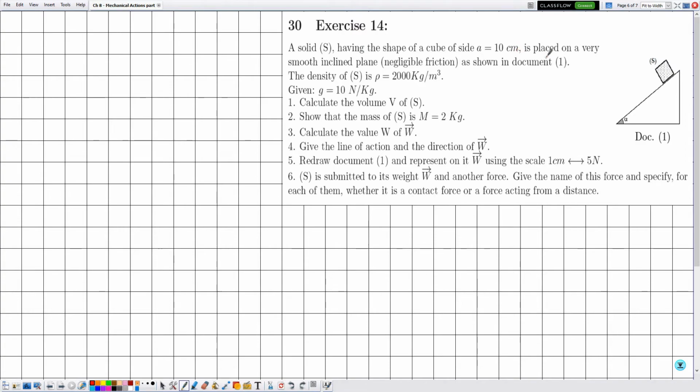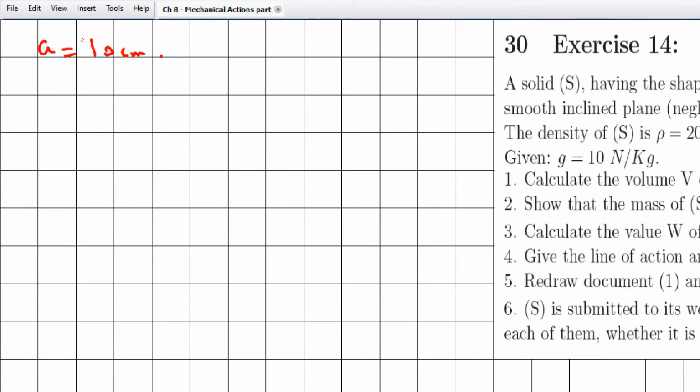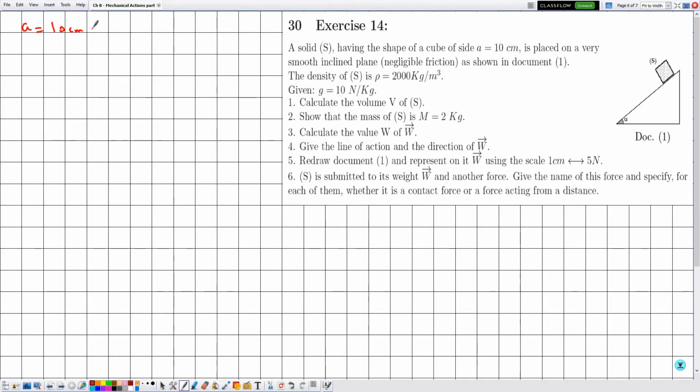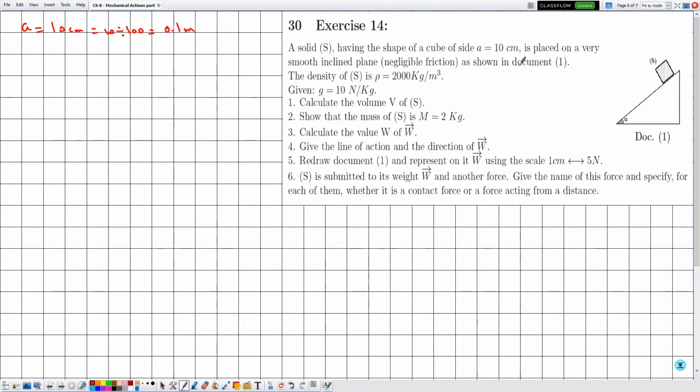A solid S having the shape of a cube of side a equal to 10 centimeters. Knowing that centimeters is not the SI unit of length, in order to convert from centimeters to meters, we divide by 100. It is placed on a very smooth inclined plane. Whenever they tell us smooth, then it is not rough, which means that the friction is neglected, as shown in document 1. They mentioned this document, now we can use it.